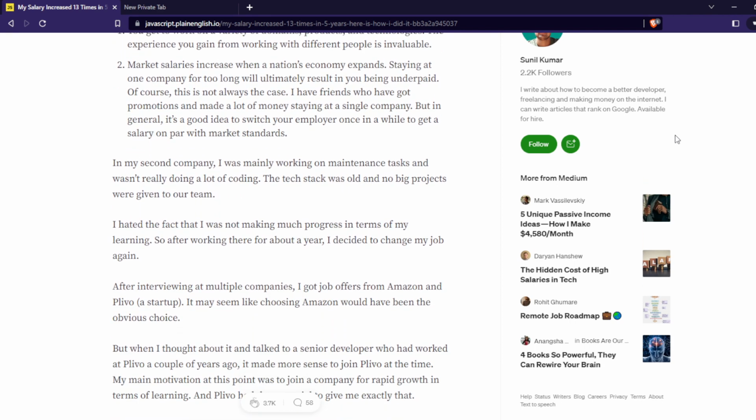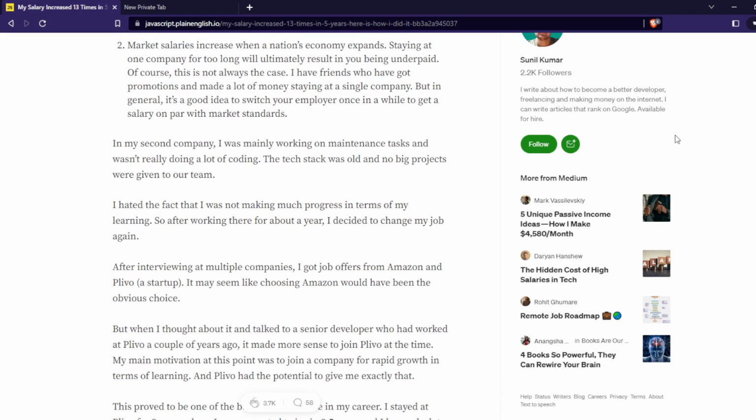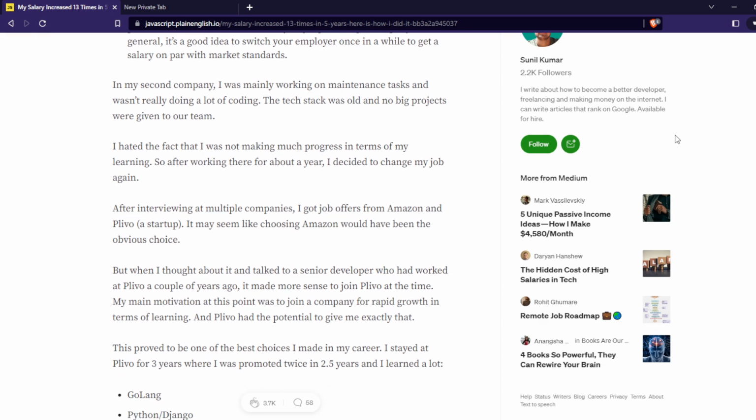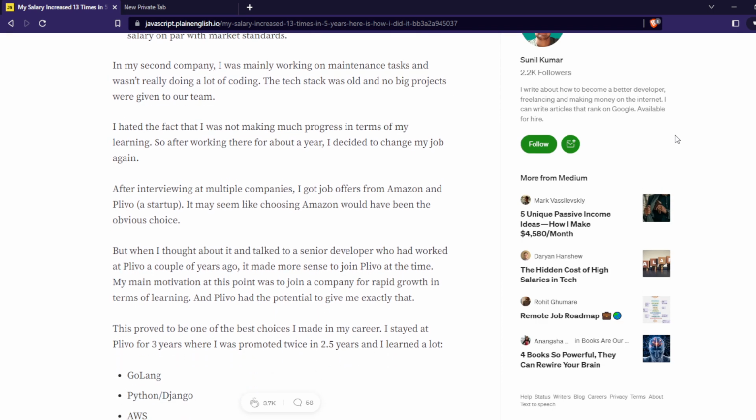In the second company, I was mainly working on internal tasks and wasn't really doing a lot of coding. The tech stack was old and no big project was given to our team. I hated the fact that I was not making much progress in terms of my learning. So after working there, I had to change my job again. After interviewing at multiple companies, I got a job offer from Amazon and a startup.